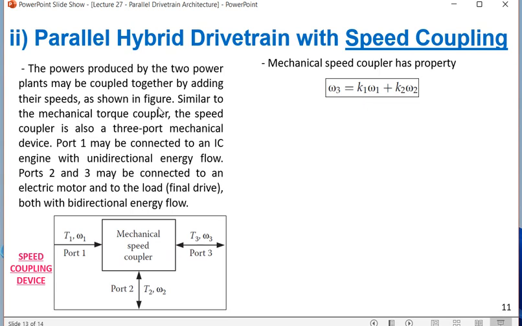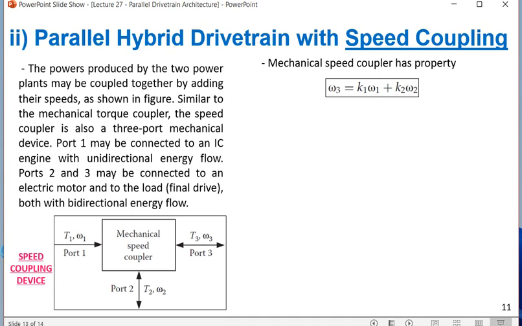So similar to the mechanical torque coupler, the speed coupler is also a 3-port mechanical device. You are finding here this is a 3-port. One is input port, one is unidirectional port, and other two are bidirectional port. So port T1 and T2, they are actually input port. Port T3 is actually the output port, but during regeneration T3 also acts as an input port and T2 acts as an output port. So this is applicable for both speed coupling as well as torque coupling.